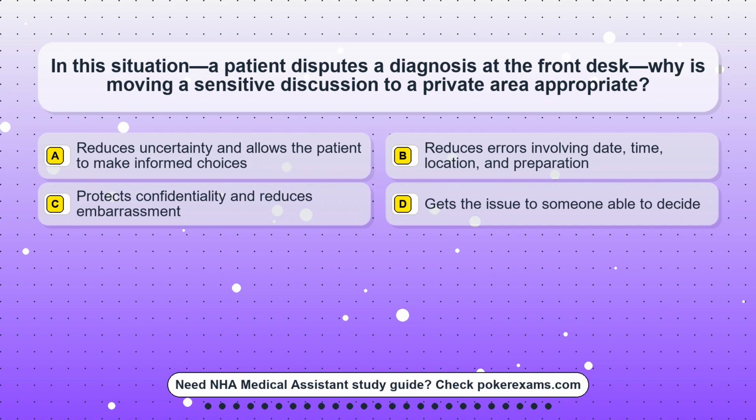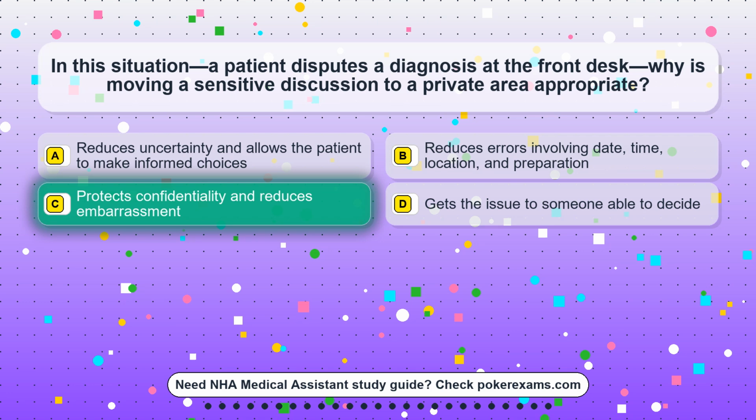Question 9. In this situation, a patient disputes a diagnosis at the front desk. Why is moving a sensitive discussion to a private area appropriate? Option A, reduces uncertainty and allows the patient to make informed choices. Option B, reduces errors involving date, time, location, and preparation. Option C, protects confidentiality and reduces embarrassment. Option D, gets the issue to someone able to decide.